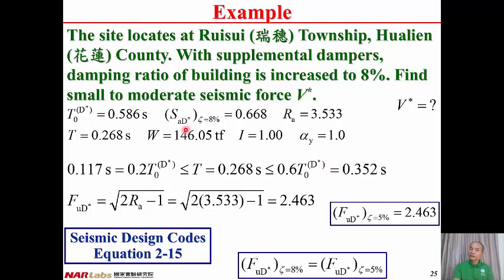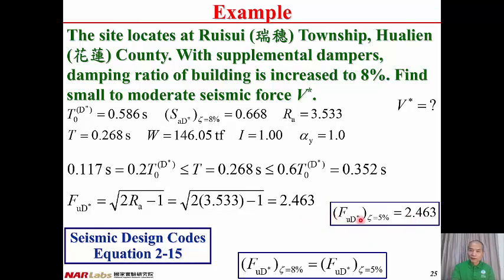So far we have the small to moderate spectral acceleration equal to 0.668, and the allowable ductility equal to 3.533. And then we check the structural vibration period. It lies between 0.2 T0 parenthesis D star and 0.6 T0 parenthesis D star. Therefore, from Seismic Design Code Equation 2-15, FUD star equals the square root of 2RA minus 1, and RA equals 3.533. Therefore, we can have FUD star equal to 2.463. And then compare the result from the previous lecture.